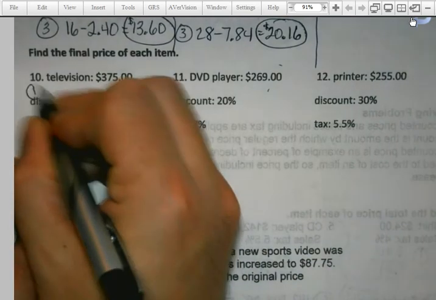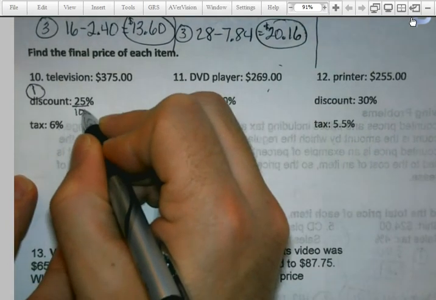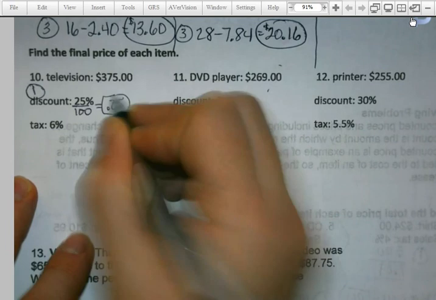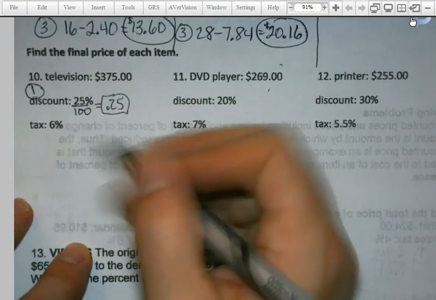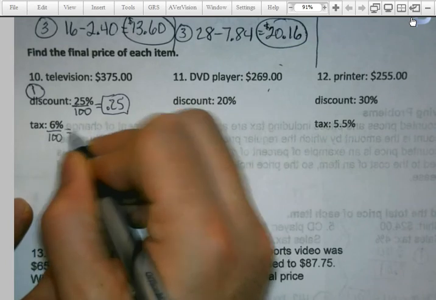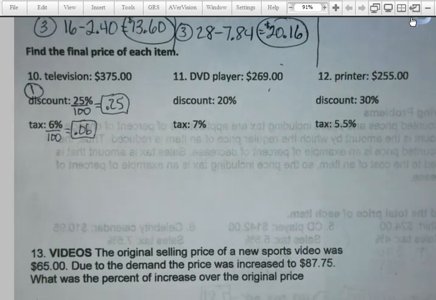I'm going to do my discount first. Still going to divide this by 100. Get 0.25. After I get done with my discount, I'll do my tax. But for right now, I'll still divide it by 100. We'll come back to this. So here's how this is going to roll.